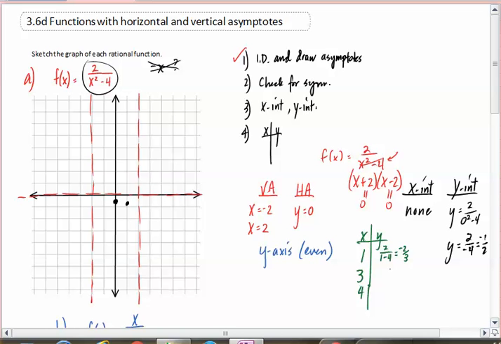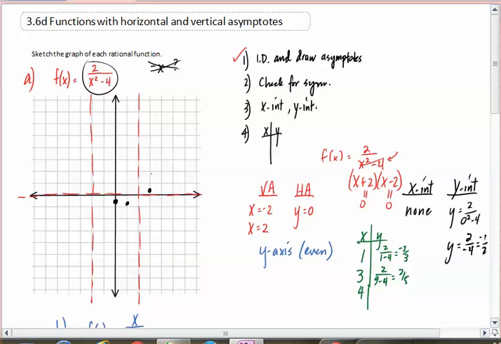There's that. If I put in a 3, I'm going to go 2 over 3 squared, which is 9, minus 4. I'm going to have 2/5. And that's positive. I got over 3. Now that makes sense, right? That it's positive because look, now I'm over here. So 2/5 would be about right there.